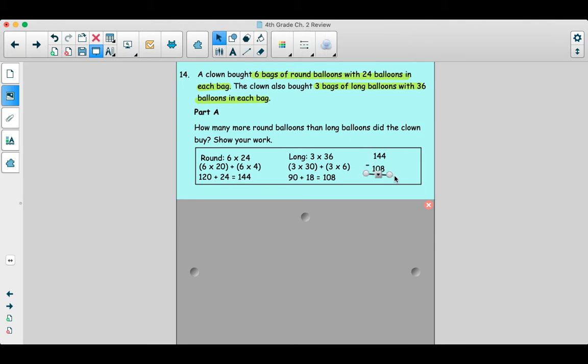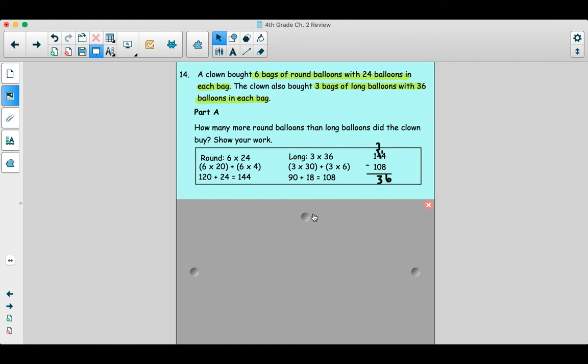All right. Crooked there. Life is crooked sometimes, huh? Okay. So 4 minus 8 you can do, but you will get a negative number. So I'm actually just going to borrow from the 4 over here. And I'm going to bring one of the 10s over. So I'm going to make that 14. 14 minus 8 is 6. And 3 minus 0 is still 3. And 1 minus 1 is 0. So our answer should be 36. So the clown had 36 more round balloons than long balloons.